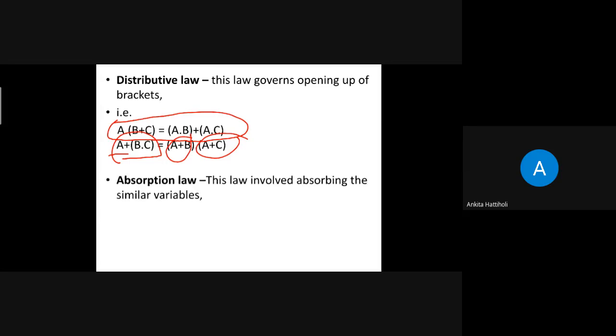Next is your absorption law. So this law involves absorbing the similar variables. What do you mean by absorbing? See, it's a general English word, absorbing. Do you all know what is meant by absorbing?